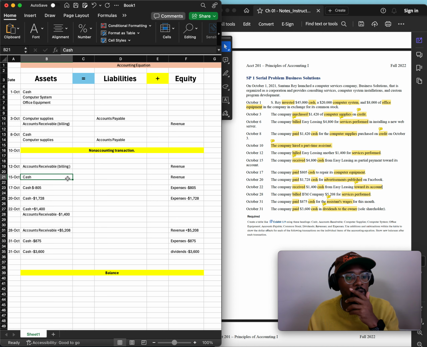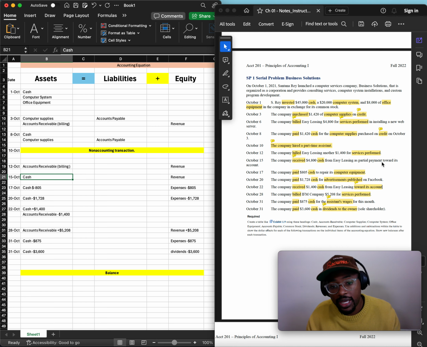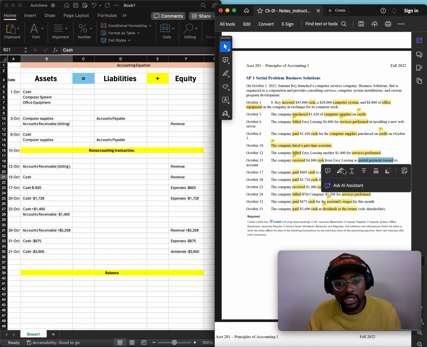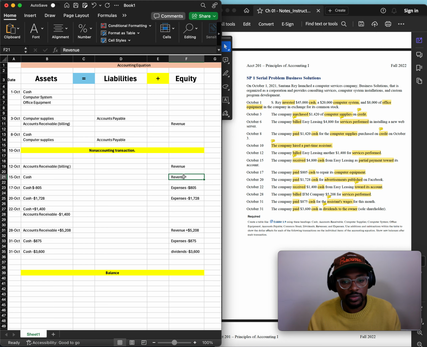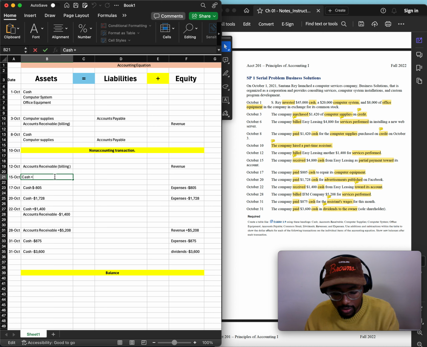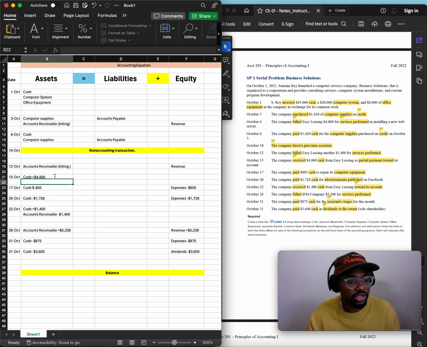The next one, very, very important. On the 15th, the company received 4,800 cash from Easy Leasing as partial payment towards its account. So in this case, for the 15th, it's going to be the same situation that we did here. We're going to increase our cash, so we want to put plus 4,800.